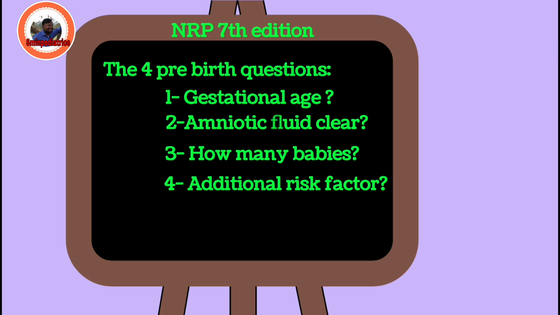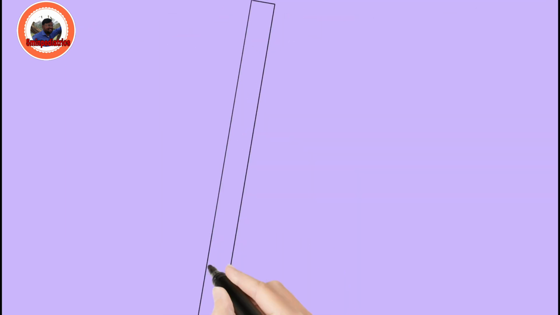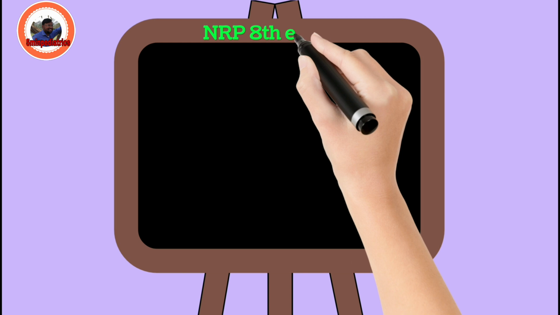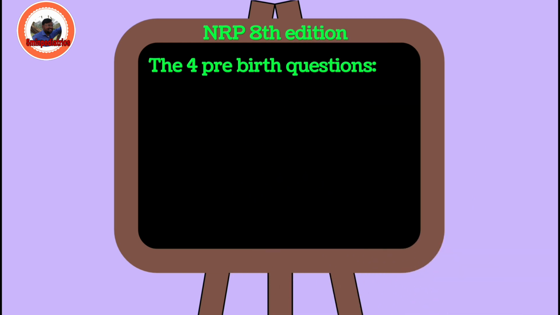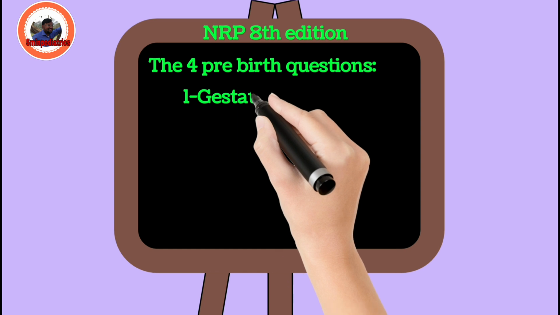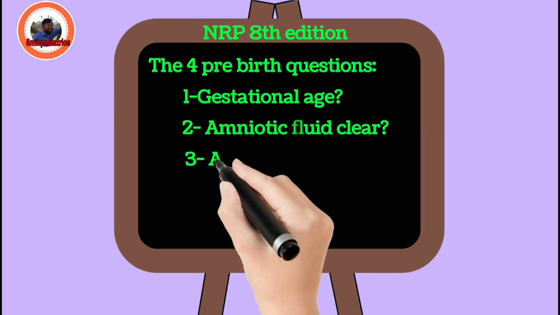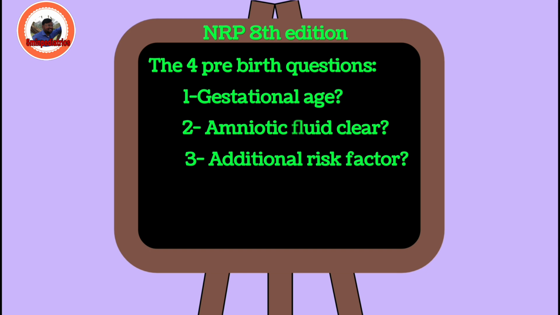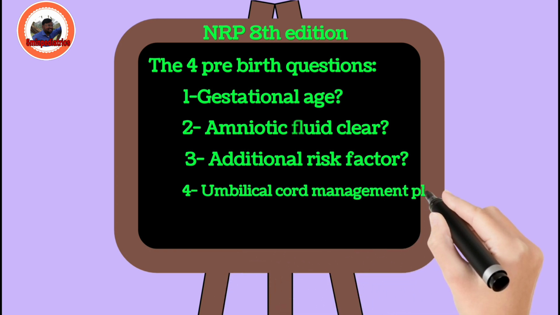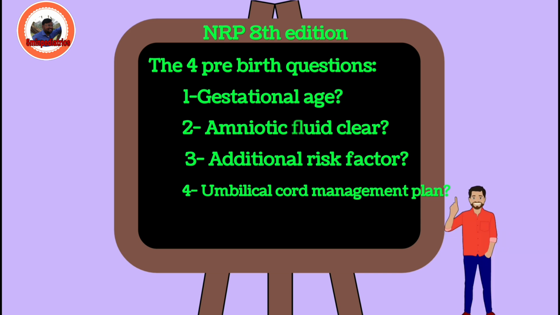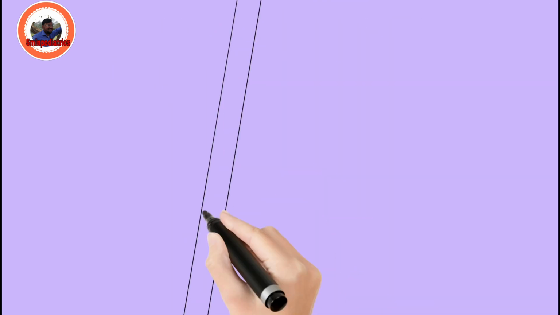Now in NRP 8th edition, the four prerequisite questions remain the same. So here also we have gestational age. Second question was amniotic fluid clear or not. Third question was additional risk factor or not. Fourth question, which was replaced by umbilical cord management. In 7th edition, how many babies was there? Here one replacement has been made, umbilical cord management plan. Okay, so you can remember it.